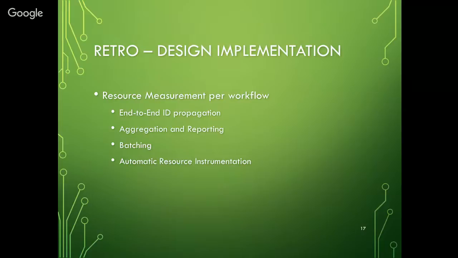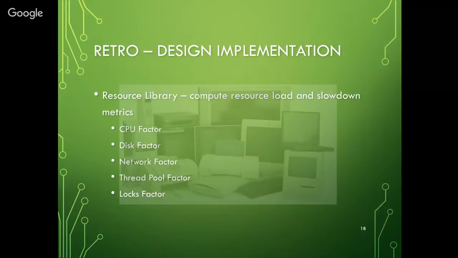So what is this resource library that has been talked about? What it really does is it computes the resource load and slowdown metrics, which are big important metrics in this framework. So let's look at the CPU factor when it comes to the resource library. The resource library queries the thread CPU cycle counter when setting and unsetting the workflow ID on a thread to count the number of CPU cycles spent by each specific workflow, right? So therefore, what does this mean? The load of a workflow is directly proportional to its usage in CPU cycles.